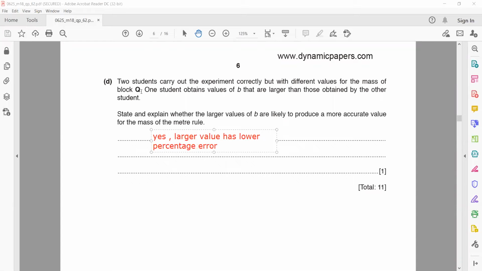The larger value which we record has a lower percentage error, so the experiment will be accurate. So whenever you are performing an experiment, you prefer to record larger values, greater numbers, so that the percentage error in your experiment will be reduced.